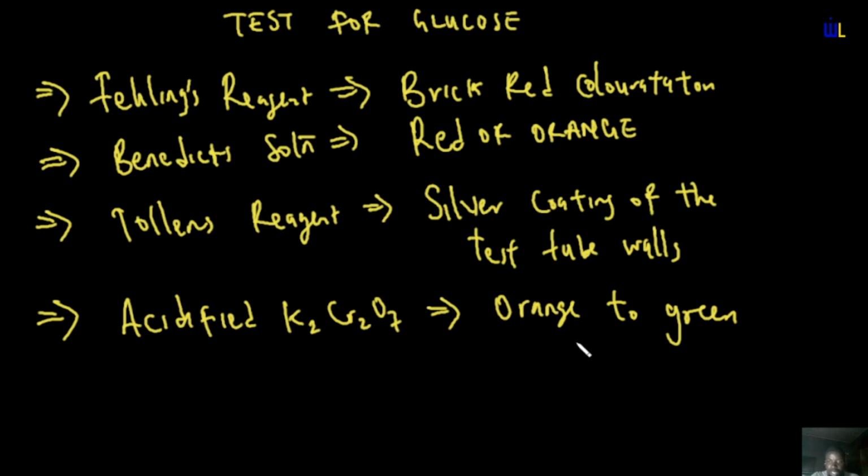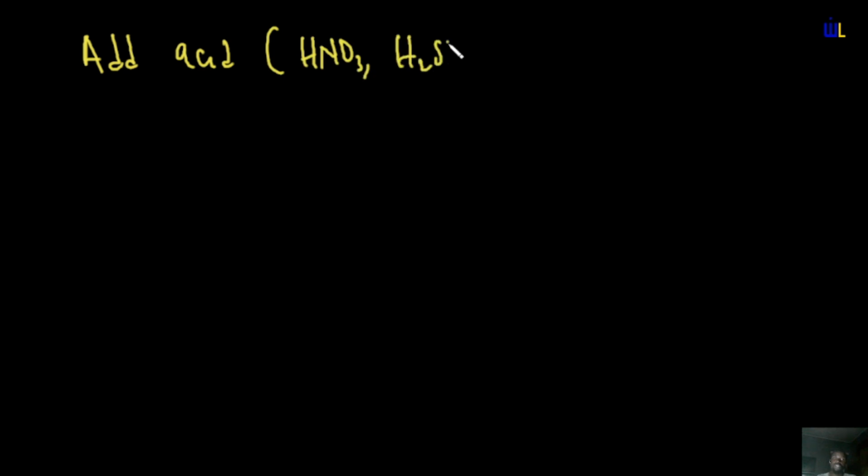Now, the next test I am going to talk about is the test for a carbonate salt. The test for a carbonate salt is very simple and very basic. You simply add an acid, any acid. Preferable acids to use are dilute HNO3, H2SO4, or HCl. These are basically strong acids. So add acid to the solution.